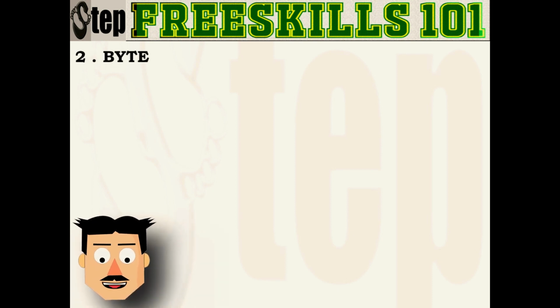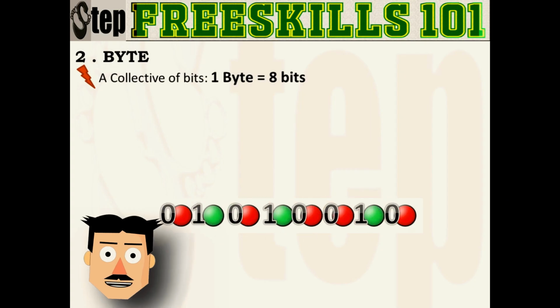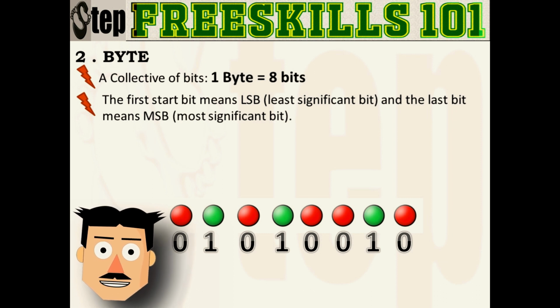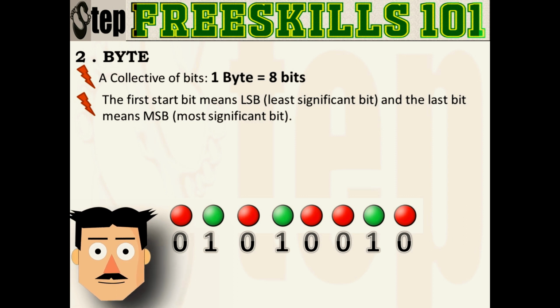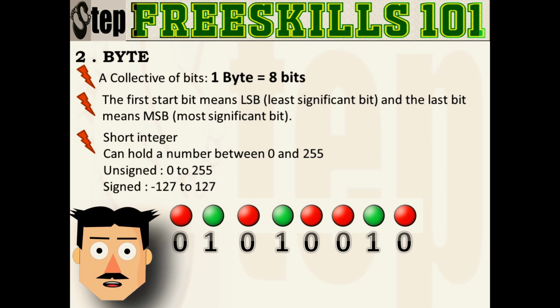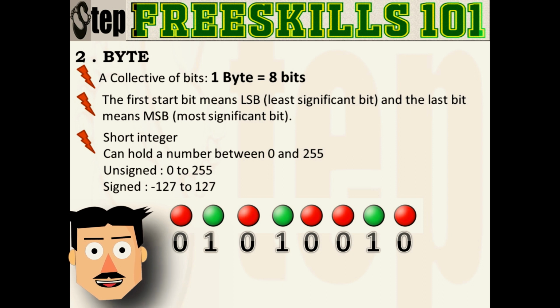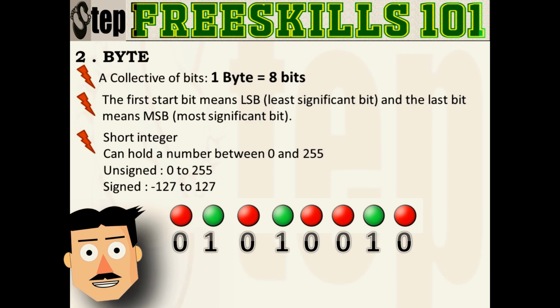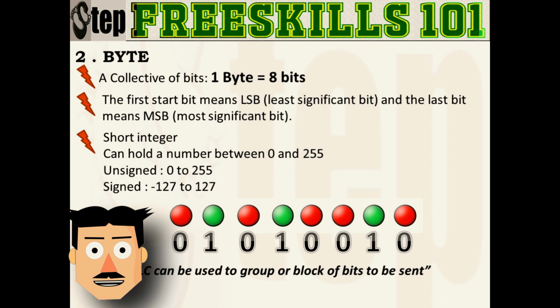The byte, a collective of bits. One byte has 8 bits. The first bit is the LSB, or least significant bit, and the last bit is the MSB, or most significant bit. Byte is also called a short integer because it can hold numbers between 0 and 255. Unsigned means the range has only positive numbers, so an unsigned byte means 0 to 255. A signed byte has both negative and positive numbers, for example negative 127 to positive 127. A byte in PLC can be used for sending bit status by groups or batches.